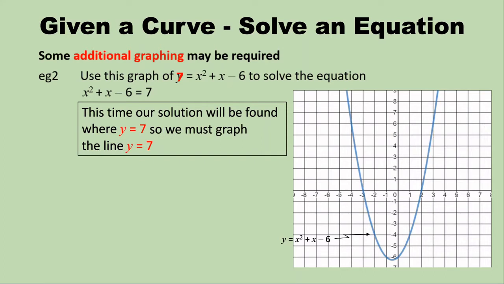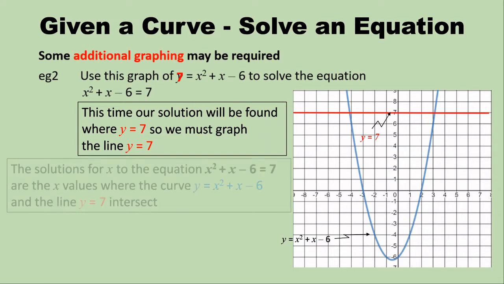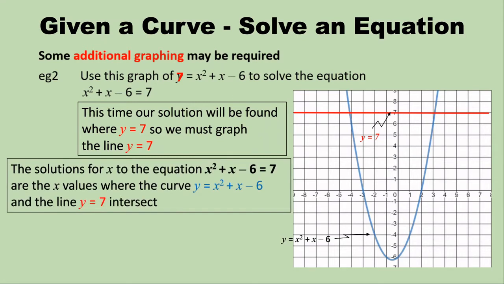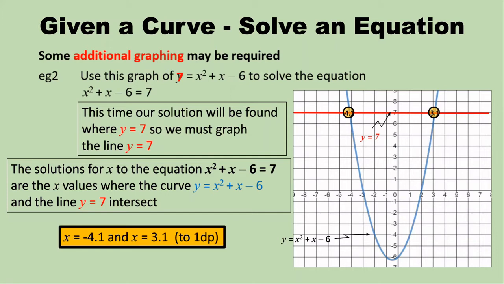Hopefully you recognize that that is just going to be a horizontal line which crosses the y-axis at 7. And we can see that once again we have two solutions. We know that our solutions can be found where the curve is crossing the line, because we're solving the equation where the equation for the curve is equal to the equation for the line. So my solutions are where x is equal to negative 4.1 and where x is equal to 3.1. Always make sure you make your answer clear with a nice clear answer statement.